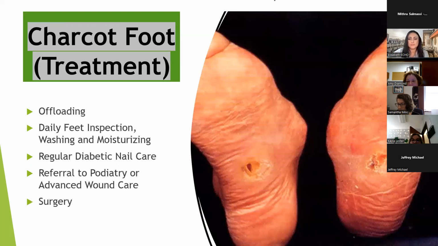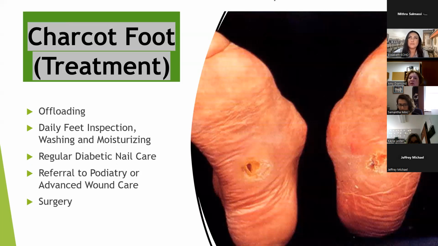So how do we treat it? Here's an example of bilateral plantar diabetic foot ulcers in a patient with Charcot. So I started with offloading because it's very important in these patients, and it can be difficult. You can see the misshapen foot is to get pressure off these wounds. It's also important to have the patients inspect their feet every day and also washing and moisturizing.